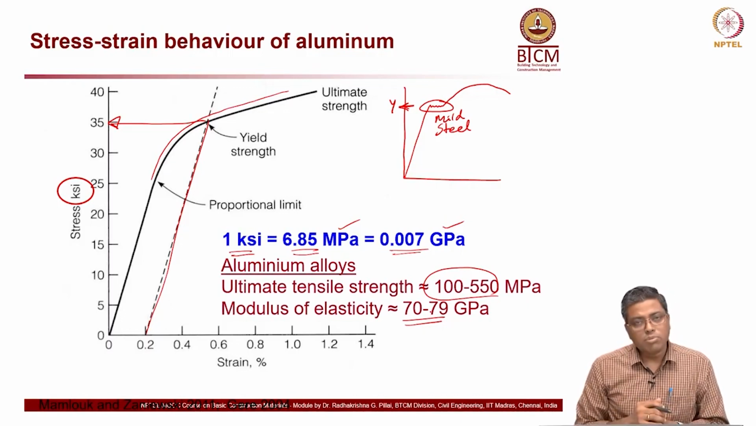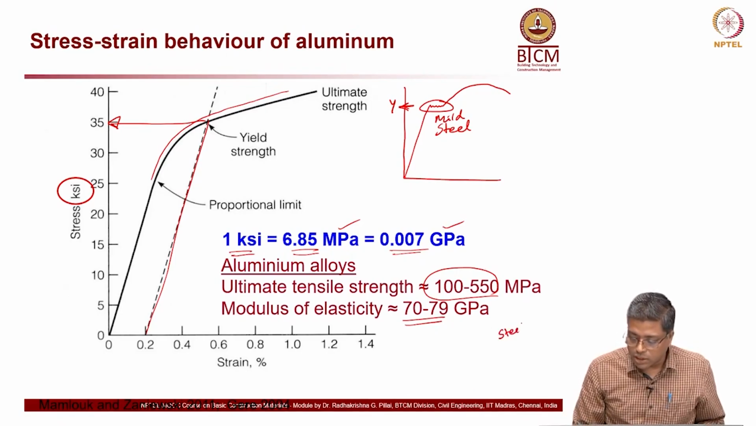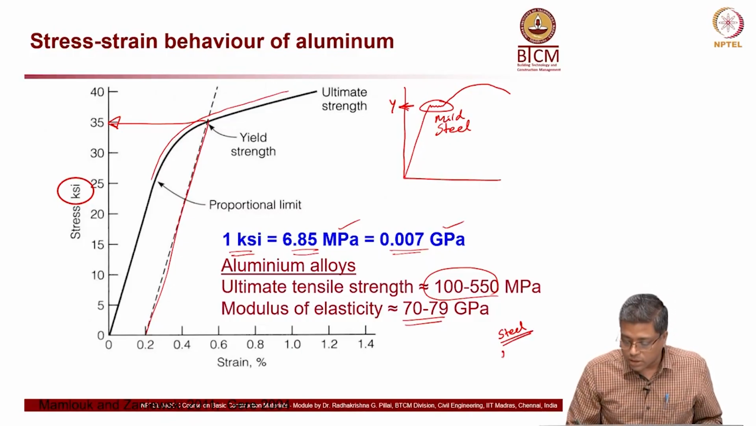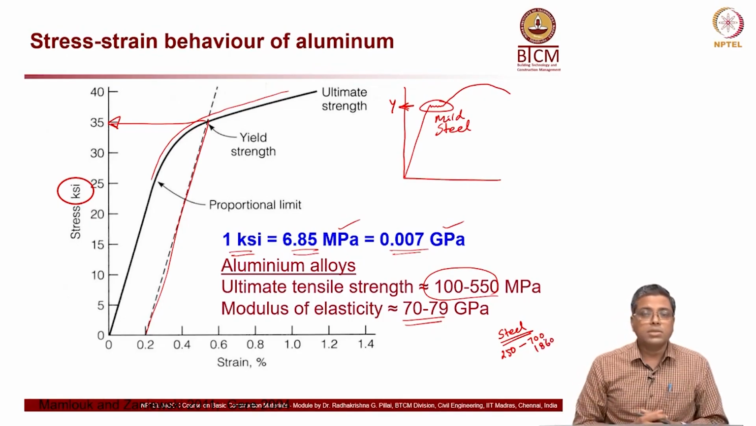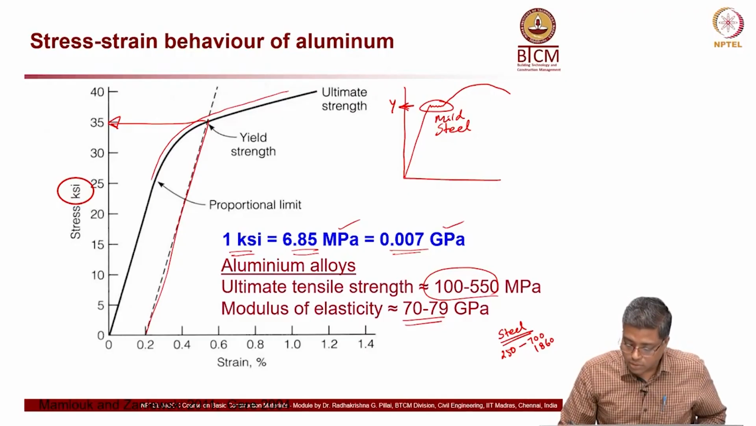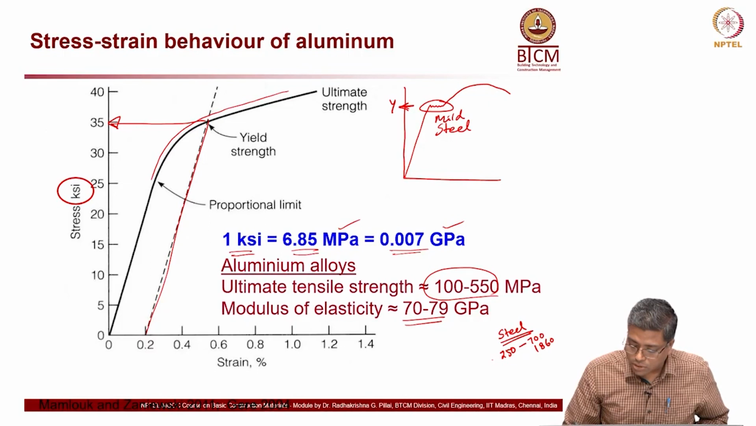Now, let us look at a comparison here. So, in case of aluminum alloys it is like this. Let us say for steel, what will it be? For steel, you can have tensile strength ranging from 250 to 600, 700 like that. This kind of steels are available. If you are talking about pre-stressing steel, it is 1860 like that. So, very large. This is not ultimate, I am talking about yield strength.